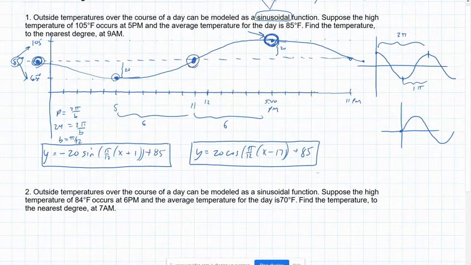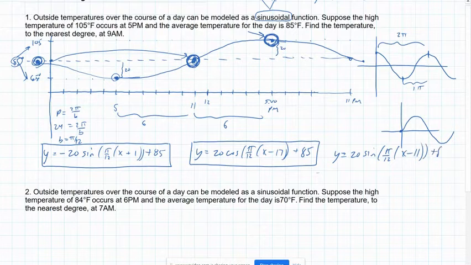And another way to do this, if we take this point as our starting point shifted, we can say it used to be here, shifted over 11 hours. That would be a sine graph. So y equals positive 20 sine of pi over 12 times x minus 11 plus 85. And so we've got three different equations that all produce the same graph. And that's assuming that we did all that correctly.